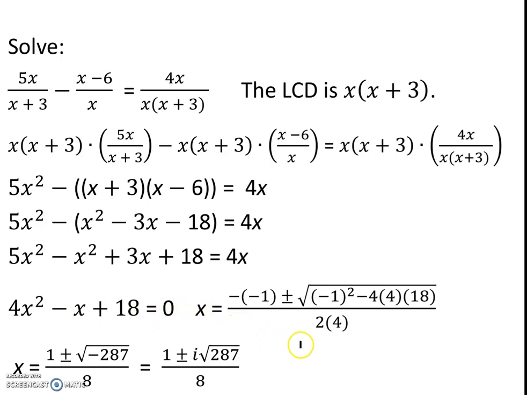So we're going to use the quadratic formula to solve, and we plug that in, and we do this math inside, and when we do that, we get a negative 287. We know a negative square root is i, so we bring the i out. 287 is not a perfect square, so we have 1 plus or minus i times the square root of 287 divided by 8. And for 287, there is no number that we can pull out that squares.